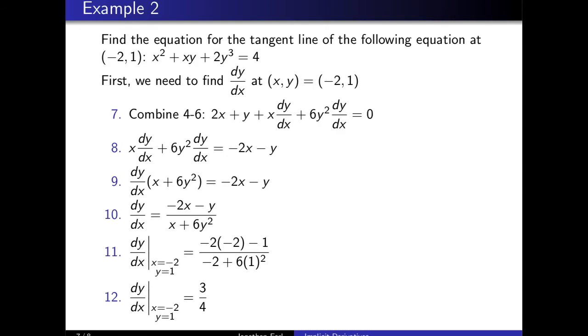Now what we want to do is we want to find the slope for the tangent line at minus 2 and 1. So we want to solve dy by dx where x is going to be minus 2 and y is 1. And when we do that, we see that we get 3/4.